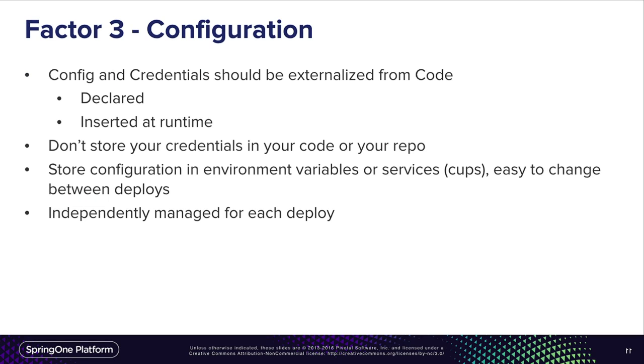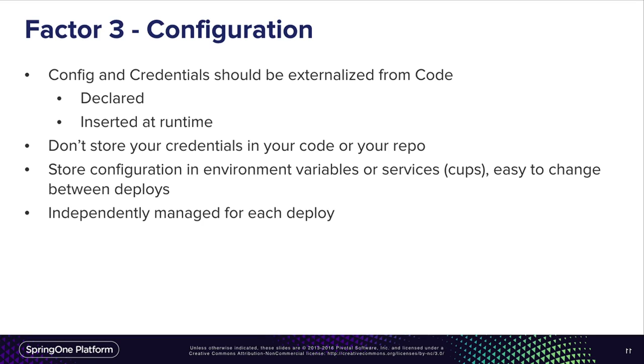The next one on here, configuration. Configuration and credentials, you really want to externalize from your code. This is one of the most important parts about the cloud native idea. You don't want to have to do a new deployment every time you're changing a property. And while you can say you've externalized your config if you put it in a property file, it's a miserable thing to have to do a new deployment, especially if your deployment process is slow and painful, when you could just have that in an environment variable or some sort of CUPS provided service.